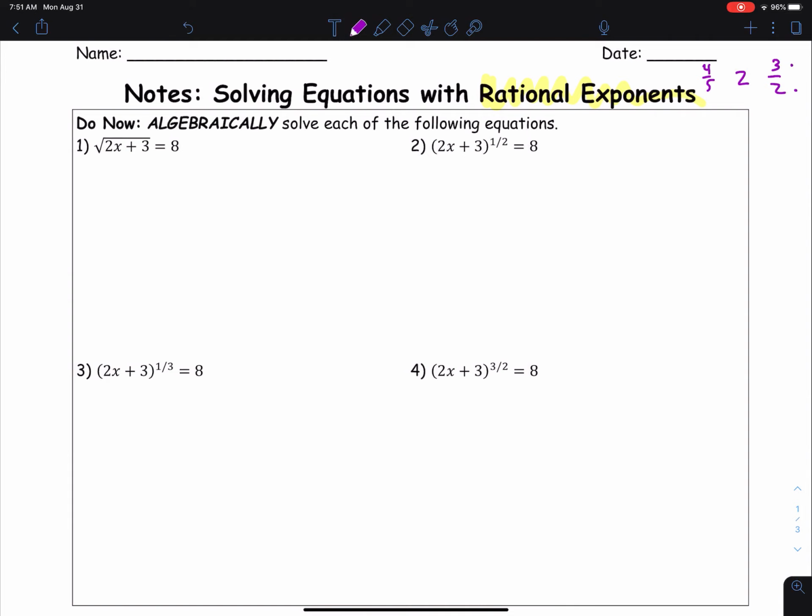I want you guys to complete the do now, which is 1 through 4. Do 1 and 2, really look at how you did 1 and especially 2, and then try and reason how to do 3 and 4. So pause the video, take 4 to 8 minutes, it's a little bit longer, and complete the do now, and start it back when you're done.